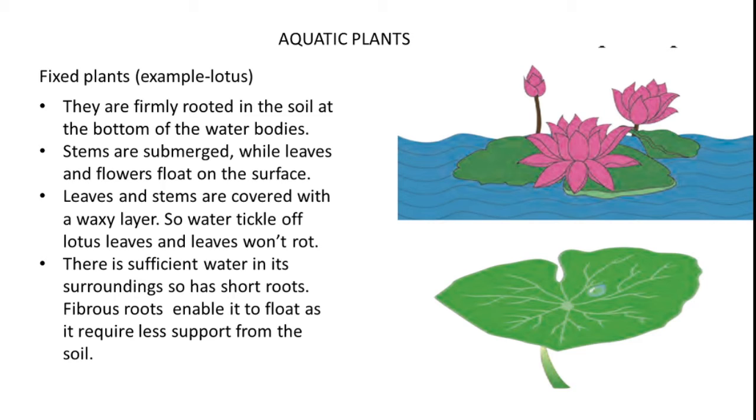There is sufficient water in its surrounding, so it has short roots. Fibrous roots enable it to float as it requires less support from the soil. So, short roots and fibrous roots are the adaptations seen in aquatic plants like lotus.